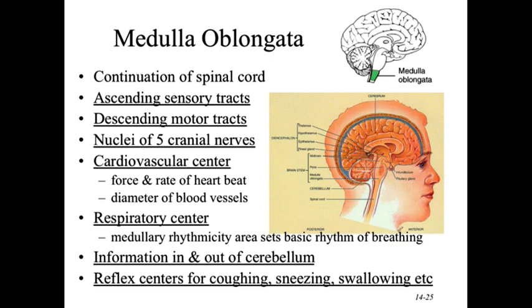8 is the vestibulocochlear, 9 is the glossopharyngeal, 10 is the vagus, 11 is the spinal accessory, and 12 is the hypoglossal. The cardiovascular center and respiratory centers are found in the medulla oblongata, and this I can tell you from personal experience, from dealing with patients for over 20 years.